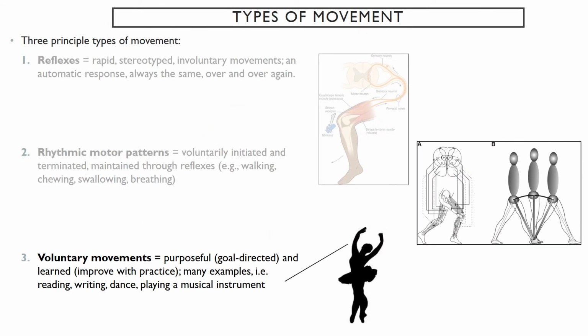All right, we're going to finish the rest of this presentation talking about voluntary movements, which are the purposeful, goal-directed, and learned behaviors, things that improve with practice. And there are lots and lots of examples of this. Reading is one. Writing, dance, playing a musical instrument, swinging a baseball bat, those kinds of things.